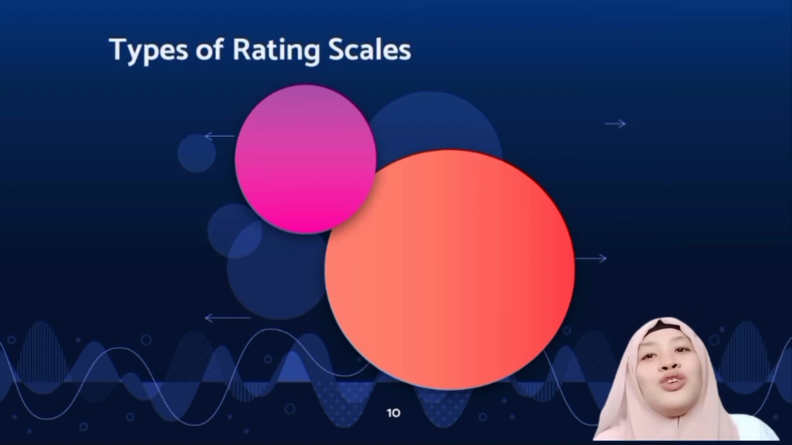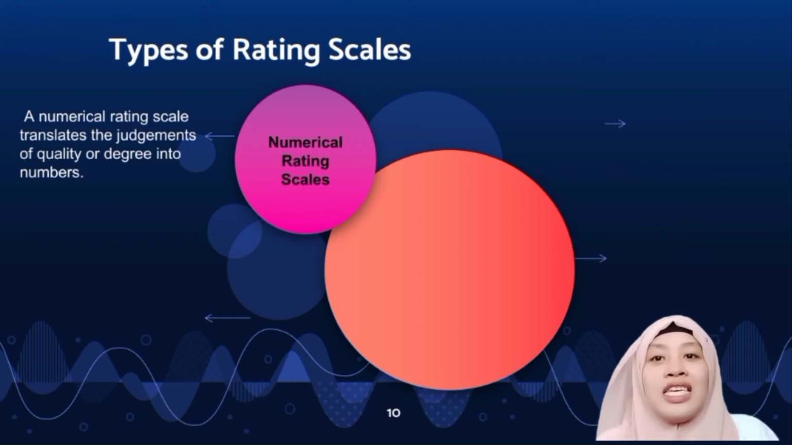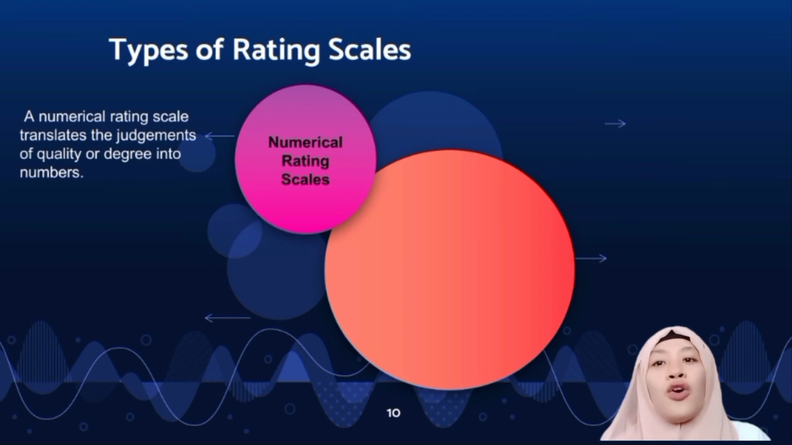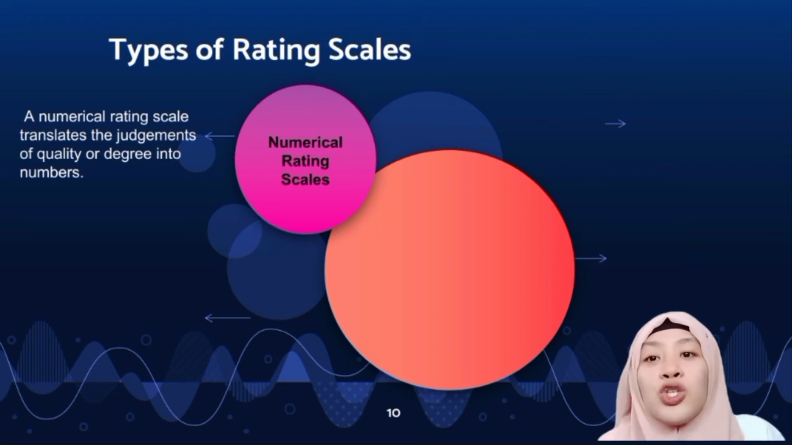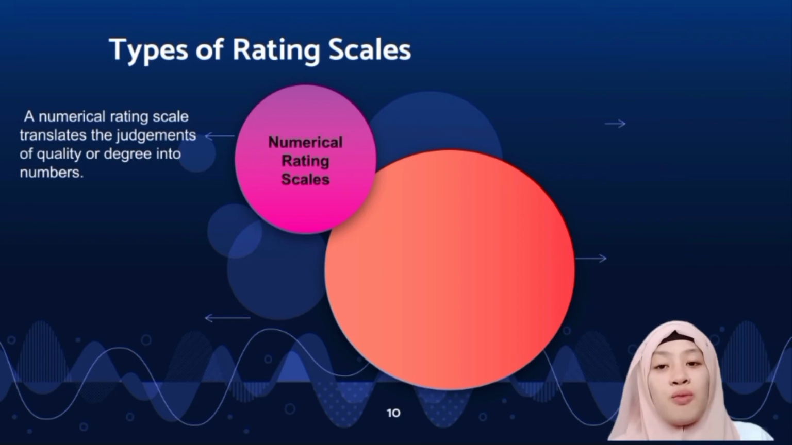The most commonly used type of rating scales is the numerical rating scale. Numerical rating scales translate the judgments of quality or degree into numbers to increase the objectivity and consistency of results. From numerical rating scales, a short verbal description of the quality level of each number may be provided.